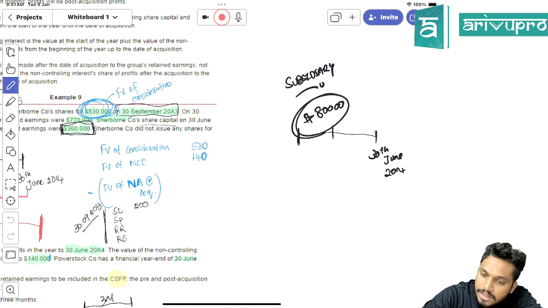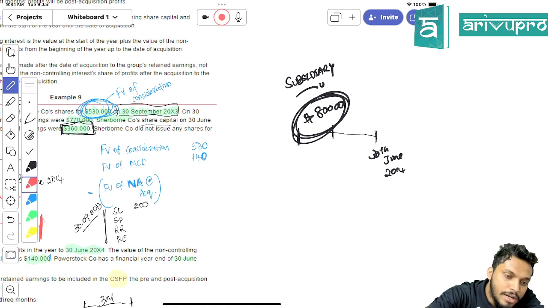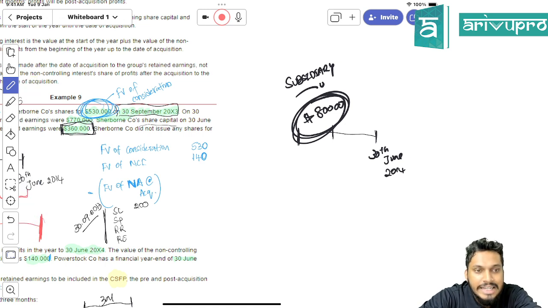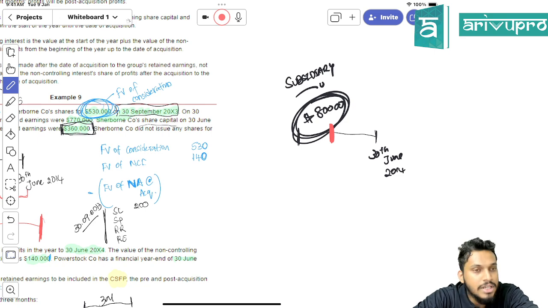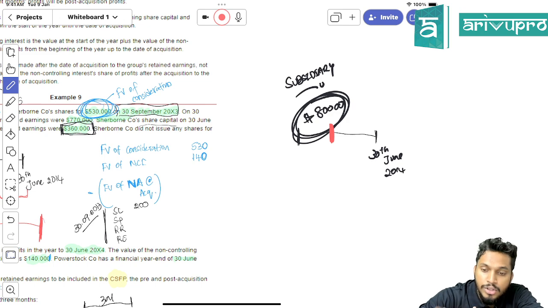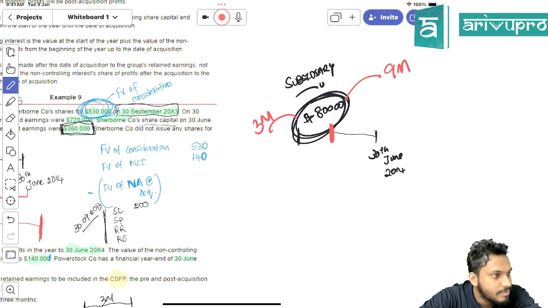Of these profits, is it belonging to me entirely? No. Why is it not entirely belonging to me? Because we are purchasing, or we are acquiring, or we are investing in the subsidiary on 1st of October or 30th September. So it means you need to count from 30th September. So the profits belonging to us is going to be 9 months. The profits not belonging to us is going to be 3 months. So now you need to prorate it.